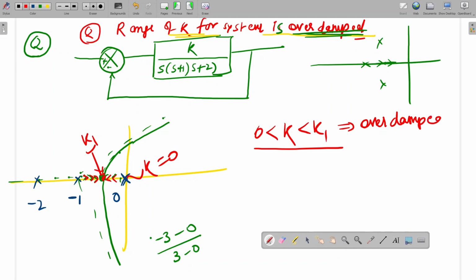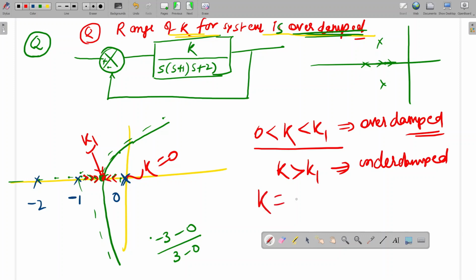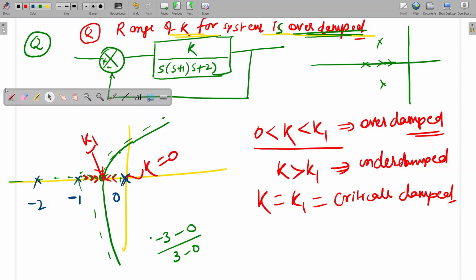And k should be greater than k1 for underdamped. And k will be equal to k1 for critically damped. Is it clear to all? Otherwise, I will explain again. Please explain this concept, sir.